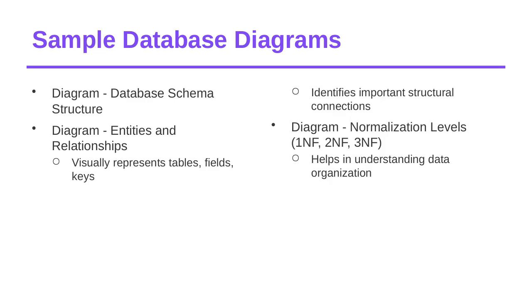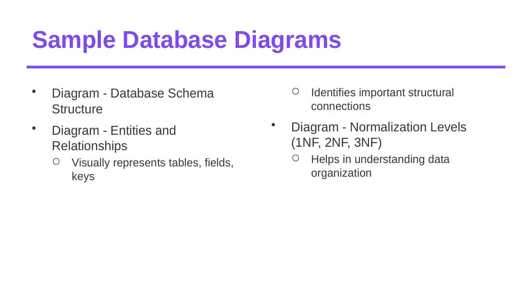Here, we see a collection of diagrams that help us understand the database structure more clearly. The first diagram shows the overall schema, which outlines how tables are organized and connected. This helps testers see where important data is stored and how different parts relate to each other. The next diagram focuses on entities and relationships, highlighting tables, fields, and keys. This is crucial for identifying how data links together and where primary and foreign keys enforce integrity.